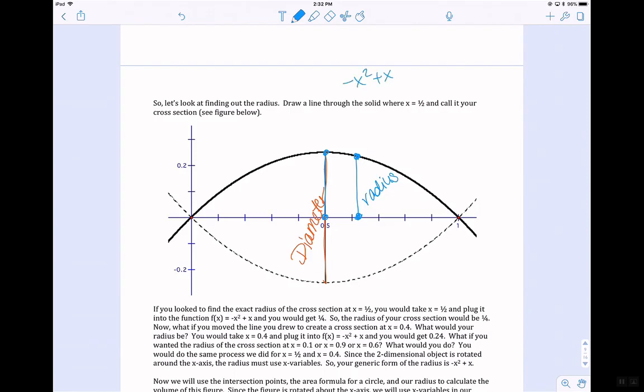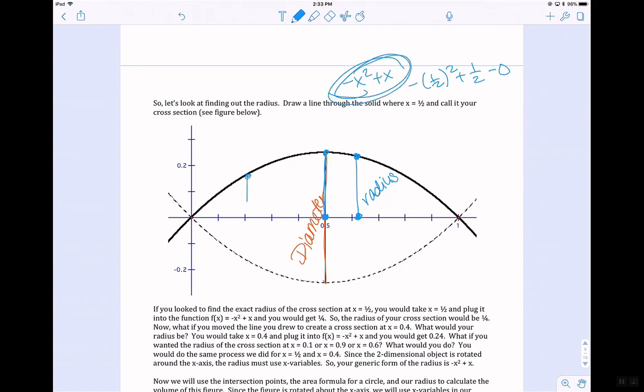I would have taken my negative x squared plus x, and I would have plugged in a half in for all of my x's. Okay, and I'm plugging it into the equation, and then I'm subtracting off my y equals 0, which you don't necessarily have to write, but in the end, the equation is actually your length of your radius.